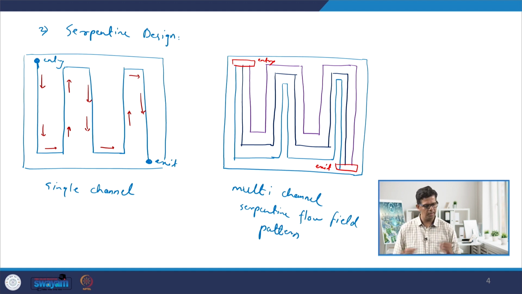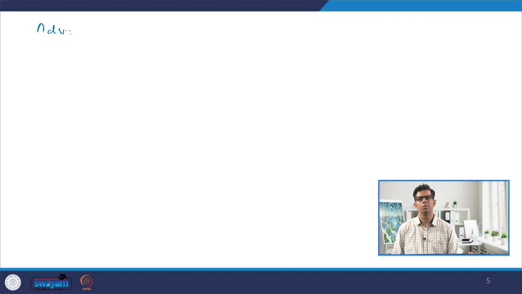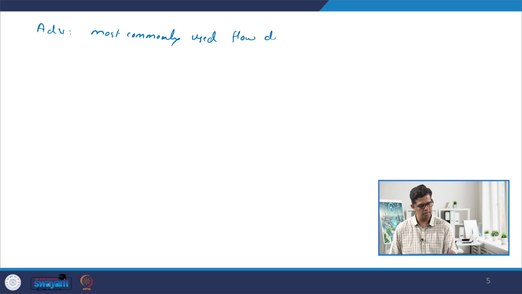So what are the advantages here? Let me also write, this is the most commonly used flow design. Now what are the reasons? The reason is, first, it can very well take the water out of the fuel cell.